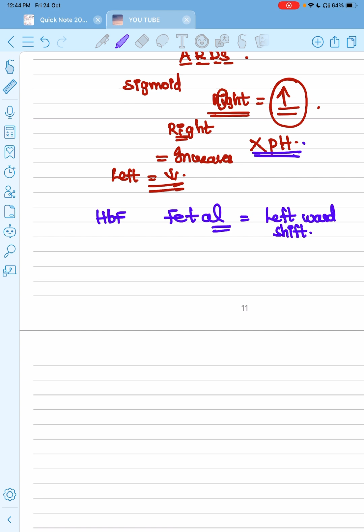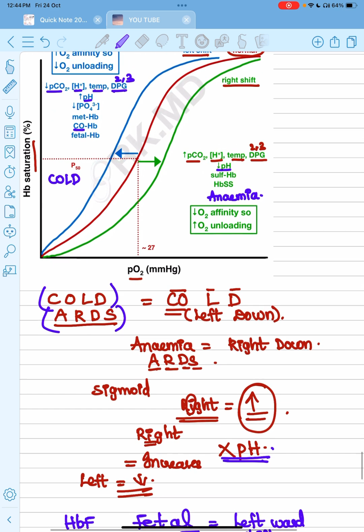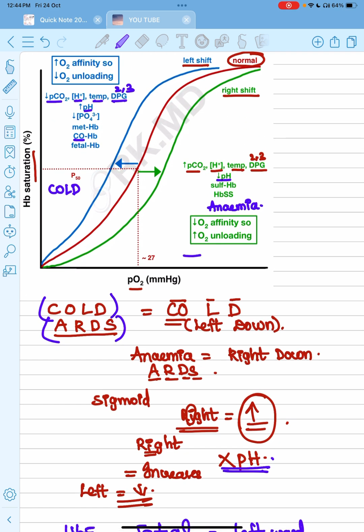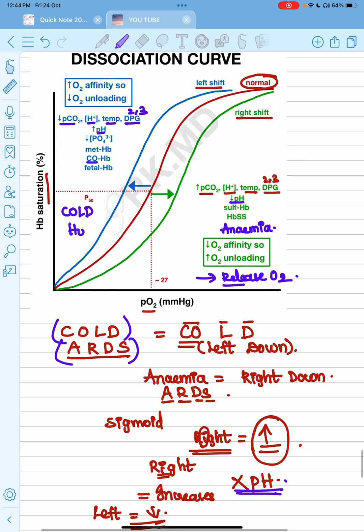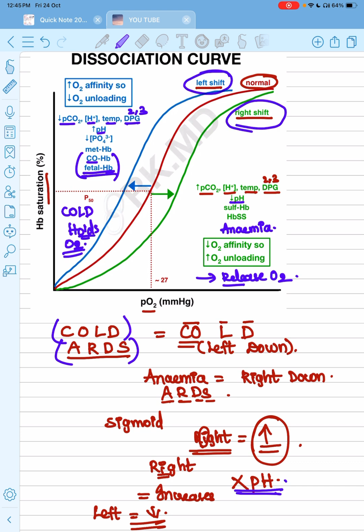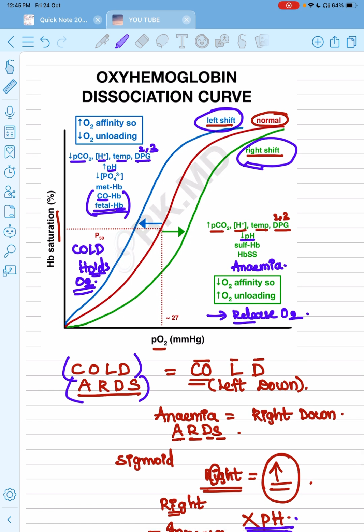Something that causes the rightward shift of the oxygen hemoglobin dissociation curve will release oxygen. R for R, rightward shift releases oxygen. Here it holds oxygen. Fetal hemoglobin, and we read that CO, carbon monoxide hemoglobin, has some more association with oxygen. So they hold oxygen. So they cause the leftward shift. Here the opposite causes the rightward shift. This is about the oxyhemoglobin dissociation curve. Thank you.